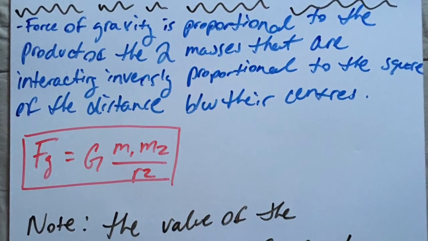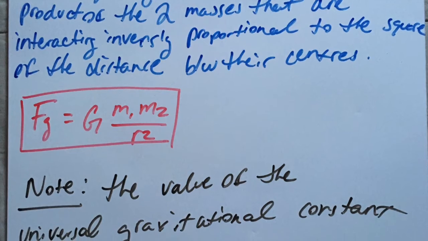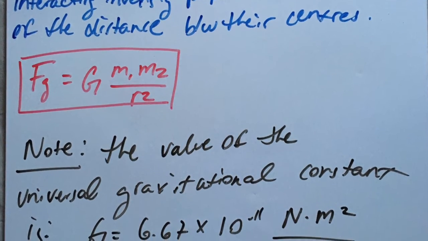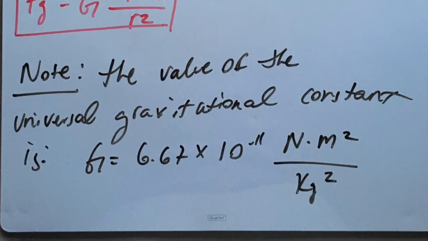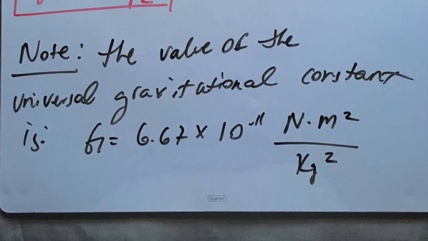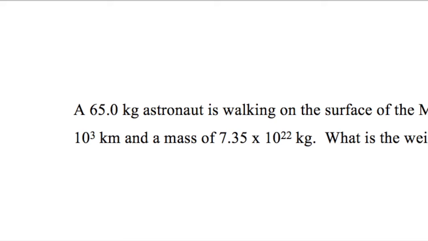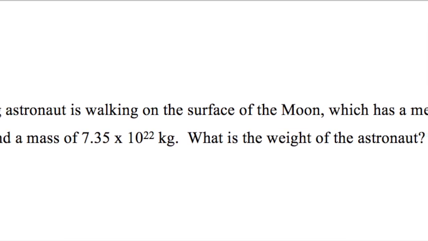The force of gravity is proportional to the product of two masses that are interacting and inversely proportional to the square of the distance between their centers. So Fg equals G m1 times m2 over r squared. Here is the question that we will be solving.